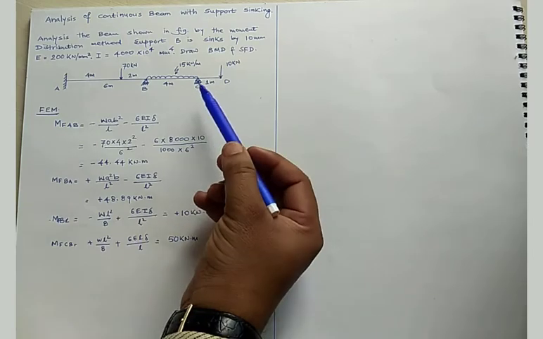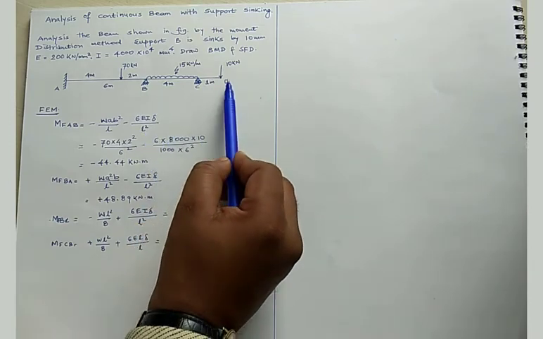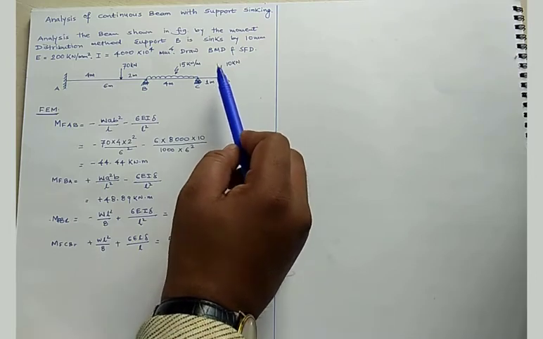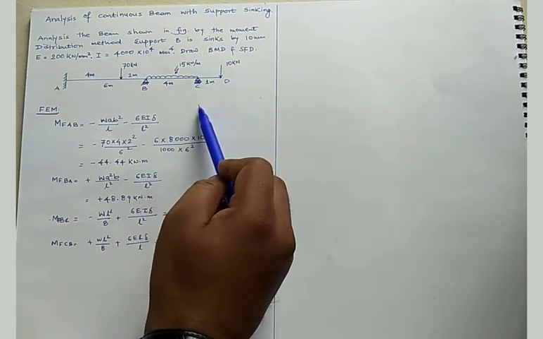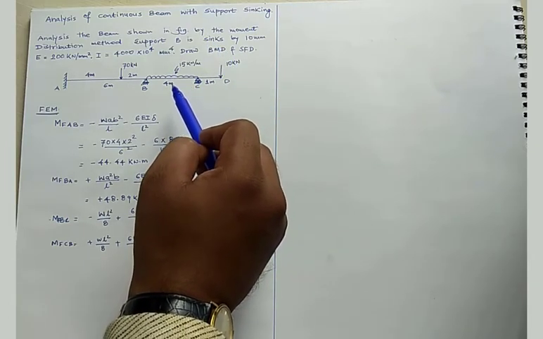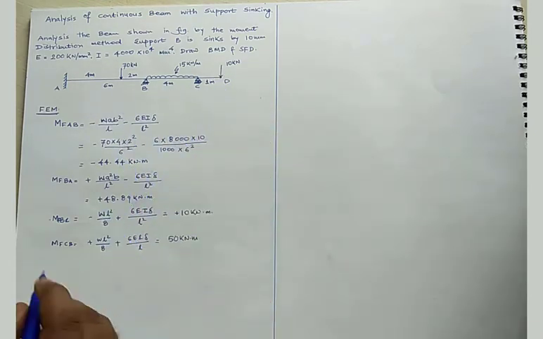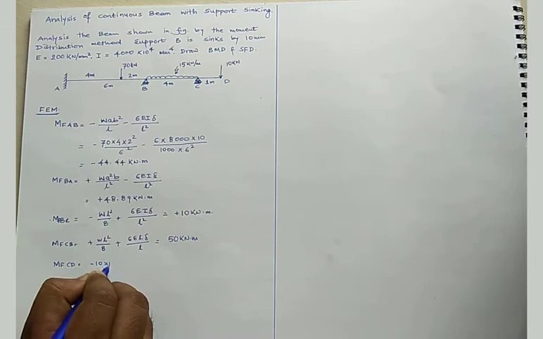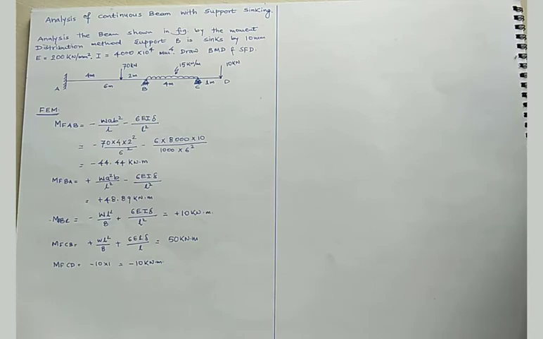Now one more fixed moment will produce in the beam, fixed moment CD, as the D point is having the point load of 10 kilonewton and it will affect the support C in the clockwise direction. So to counteract this plus 10 kilonewton meter moment, we have to apply the same magnitude moment with the opposite sign at support C. So fixed moment CD will be minus 10 into 1. So it is minus 10 kilonewton meter is the fixed moment of CD.